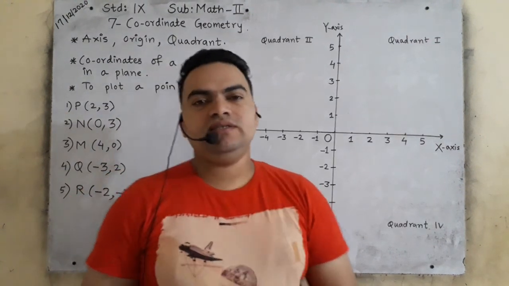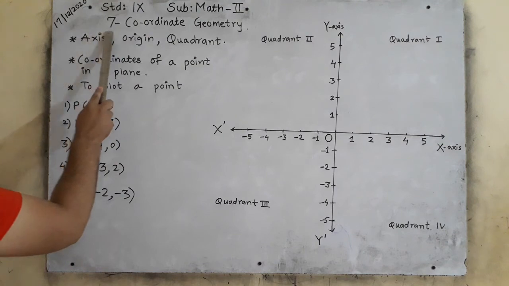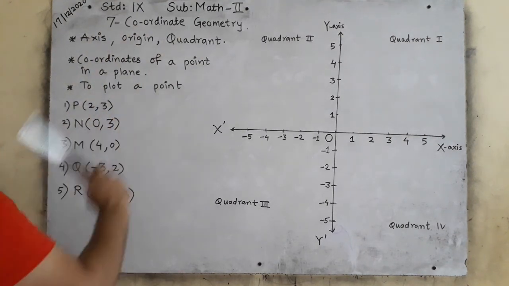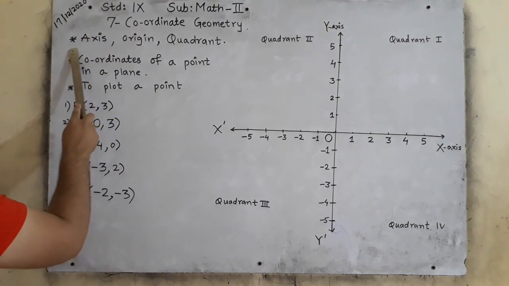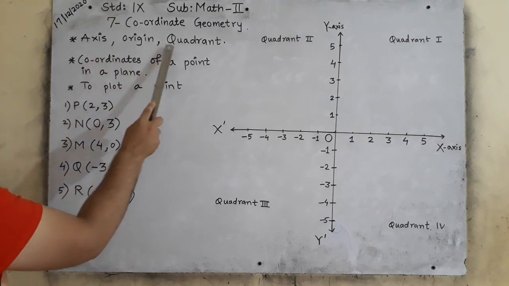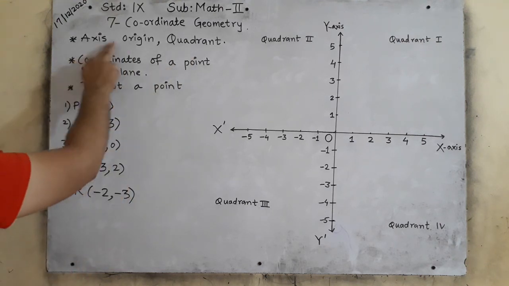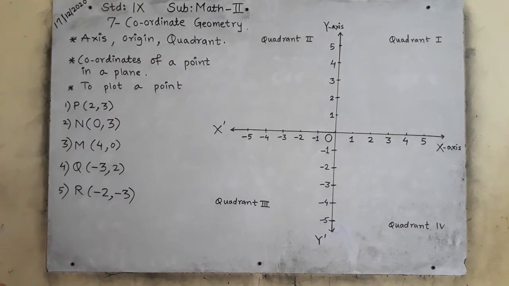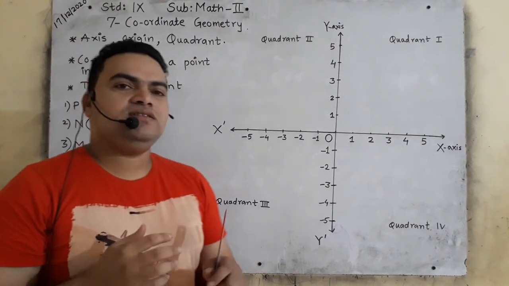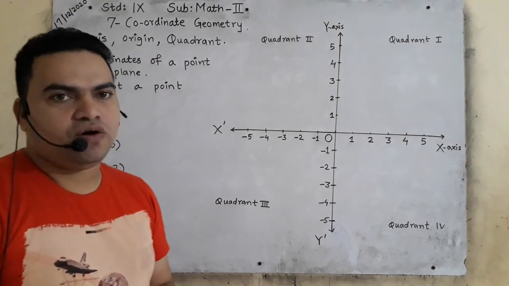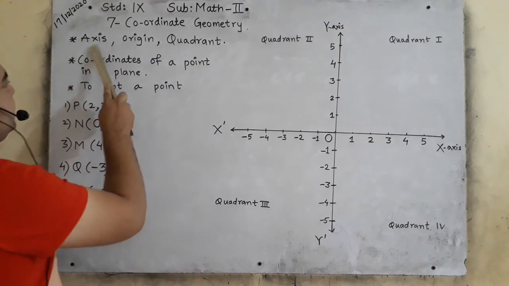So please pay attention. My dear students, look here, chapter number 7, that is coordinate geometry. The first heading is axis, origin and quadrant. We know axis, we know origin. Quadrant, you will be learning today. The new topic will be the quadrant. So first of all, we will see axis.